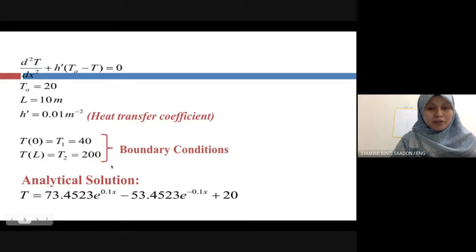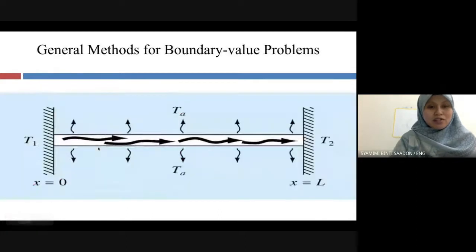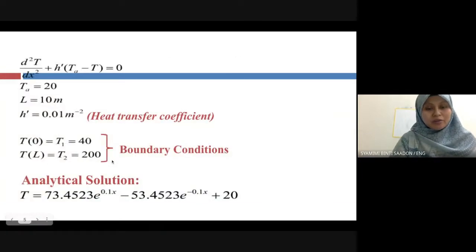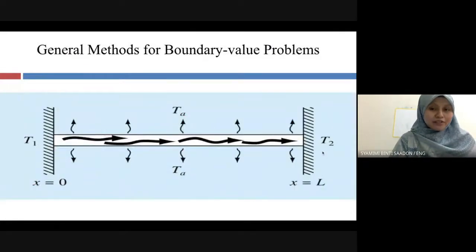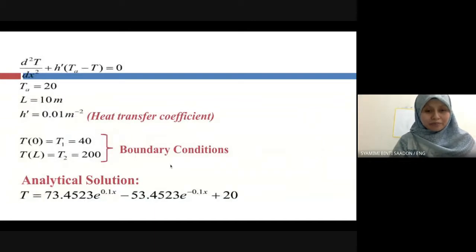We have the boundary conditions given. At distance x0, at the initial point, also called T1, the temperature is 40 degrees. At the end, T2, at the point at distance L, the boundary condition here is 200. By solving this analytically, by the method of calculation that you have learned before in engineering maths, we can solve this second order differential equation, and we have this analytic solution.